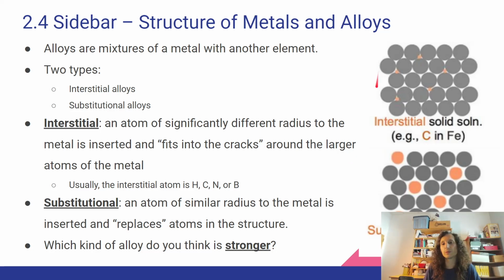But you should be able to answer questions where, if I say, hey, copper has a radius of 100 picometers, and nickel has an atomic radius of 102 picometers. Those are pretty close together. If I made an alloy between them, would it be interstitial or substitutional? And you'd say, well, it's substitutional because they're pretty close together in radius.